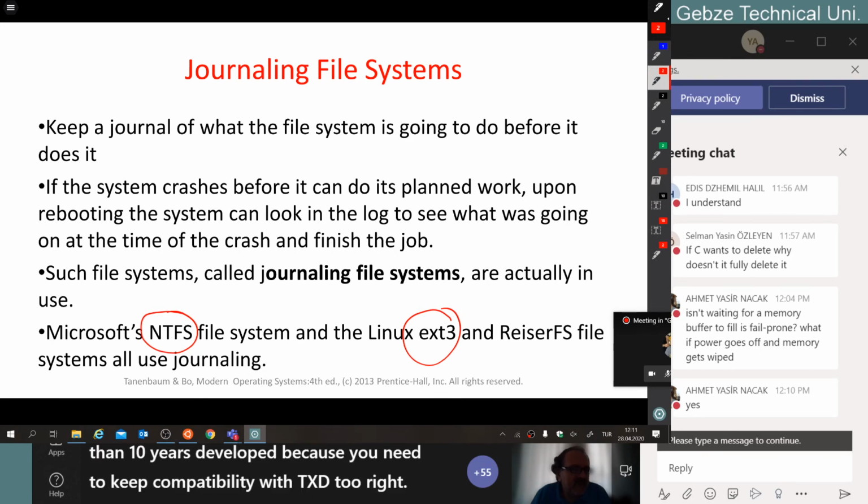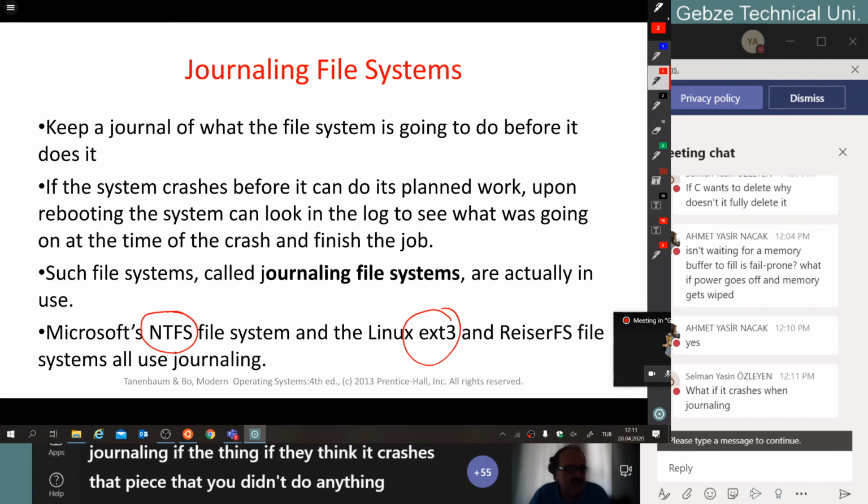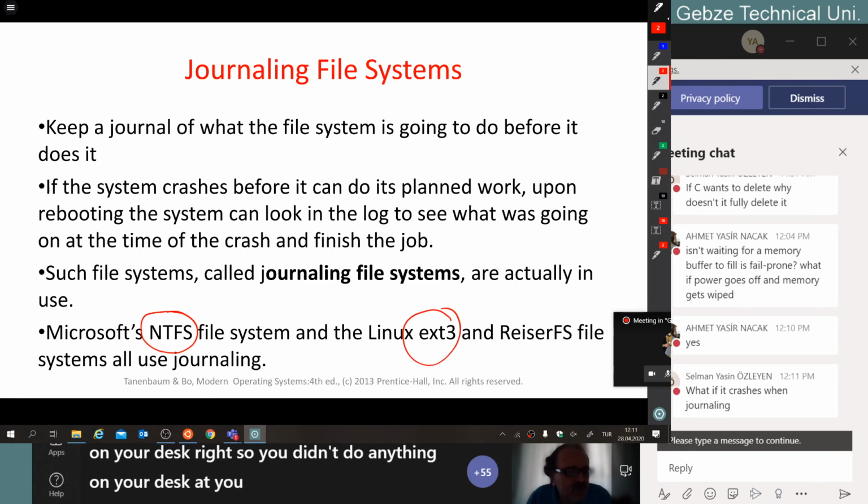What if it crashes when journaling? In that case, when you are doing the journaling, if the thing crashes, that means that you didn't do anything bad on your disk, right? So you didn't do anything on your disk yet. I am not saying that your processes will continue as usual, but I am saying that your disk will be kept in a stable state.